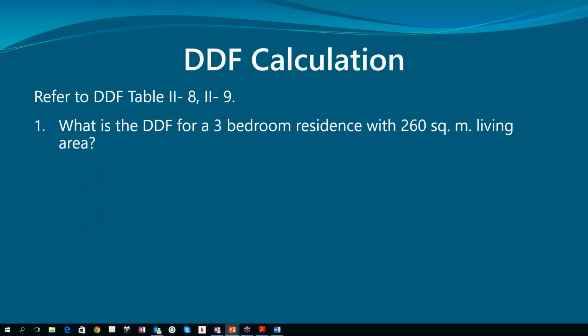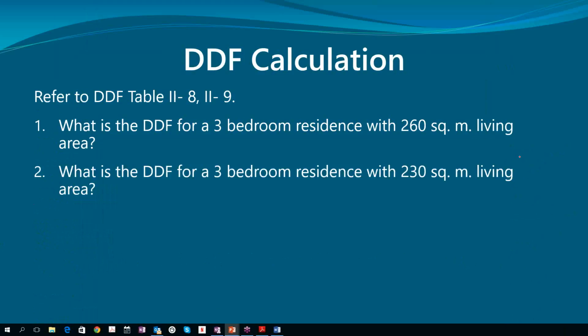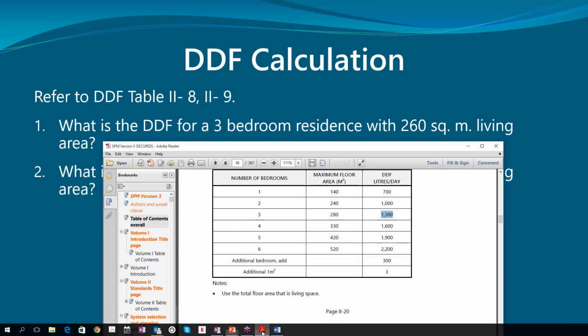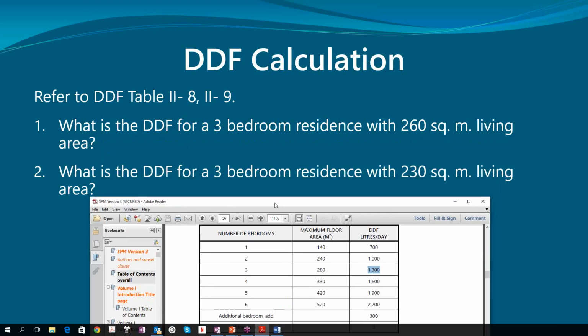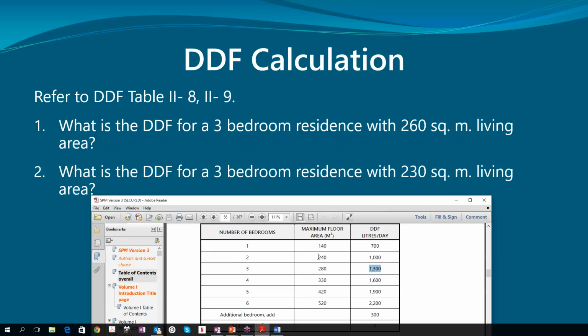Next question is a 3-bedroom house with 230 square meters of living area. So 3-bedroom house, 230 is less than 240, but that does not mean that the DDF now becomes 1,000 because it's still a 3-bedroom house. It could have 100 square meters and the DDF is still 1,300. No reductions for less living area.